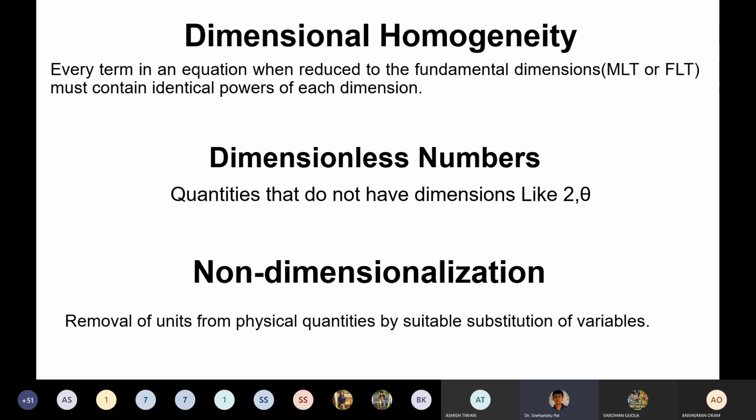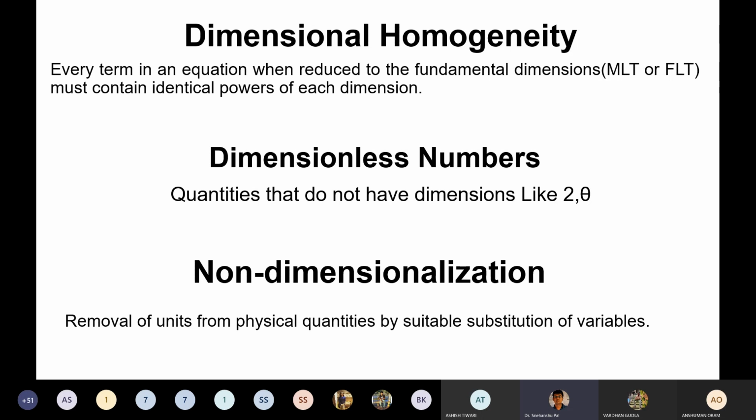And the next thing is dimensionless numbers. These are quantities that do not have dimension, like the number 2 or the angle theta, which does not have any dimensions. Other dimensionless numbers we will understand later on. And non-dimensionalization is important because you want to make system characteristics independent of size, shape, and all those things. To understand such scenarios independent of size and shape, you should go for the non-dimensionalization process.